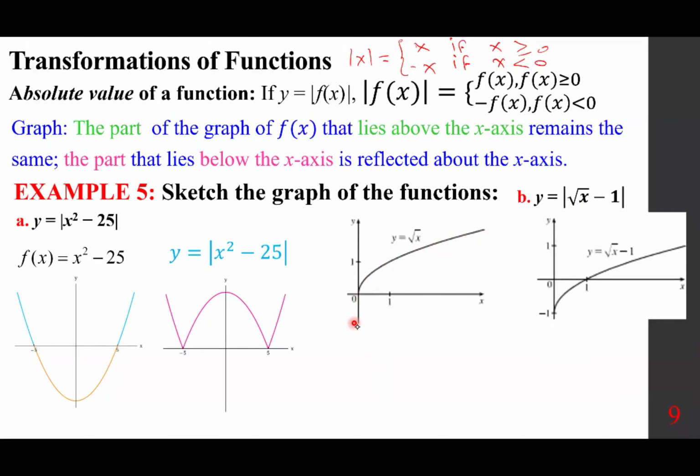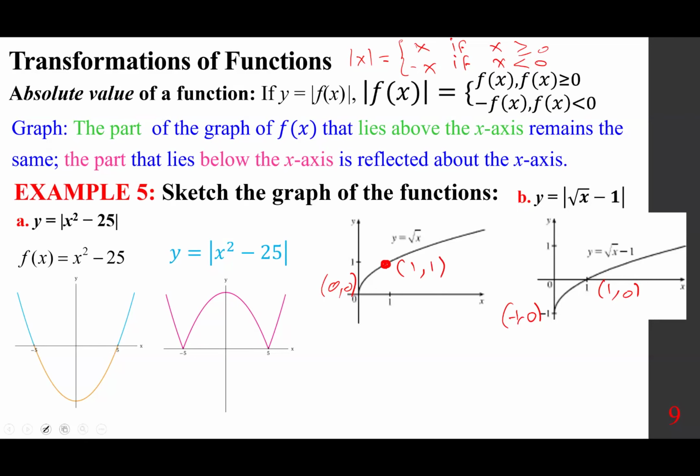When I take it down by 1 unit, now 0, 0 moves to negative 1, 0. And 1, 1 moves to 1, 0. Okay, so far so good.